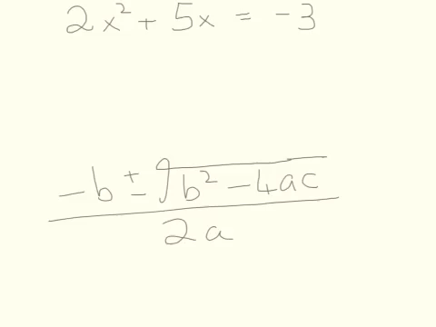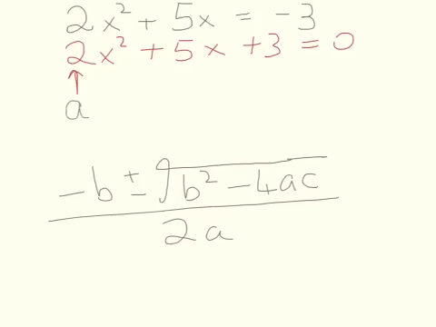Well, my first step is to rewrite the equation in standard form. Add 3 to both sides, so I get 2x squared plus 5x plus 3 equals 0. And now that it's in standard form, I can read a, b, and c from the numbers in the equation. A represents the coefficient of the first term. So a is equal to 2 in this case.